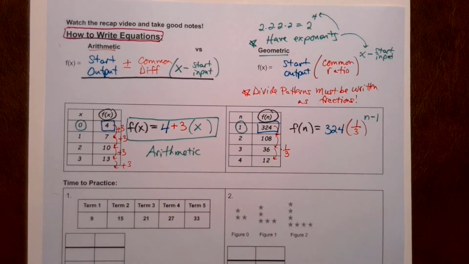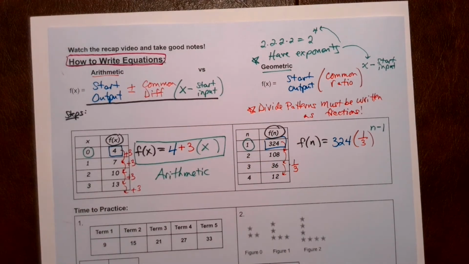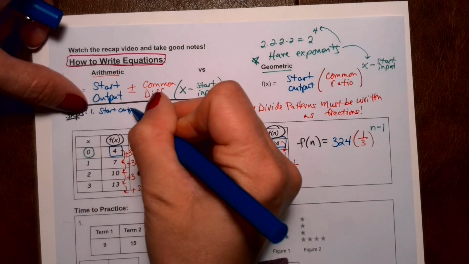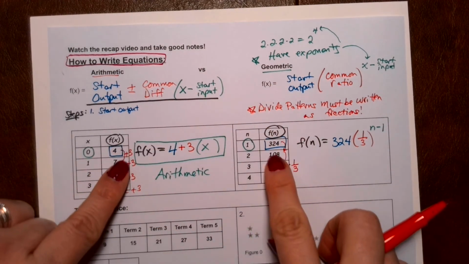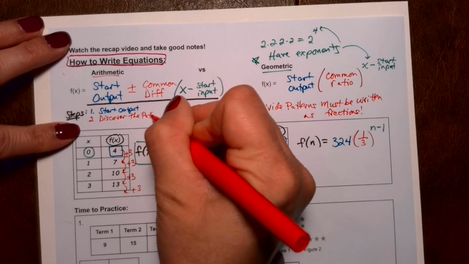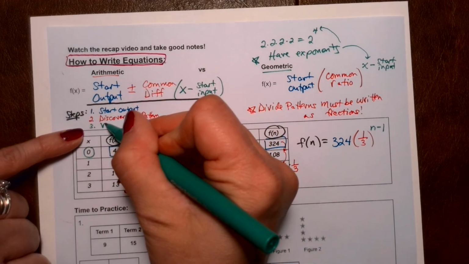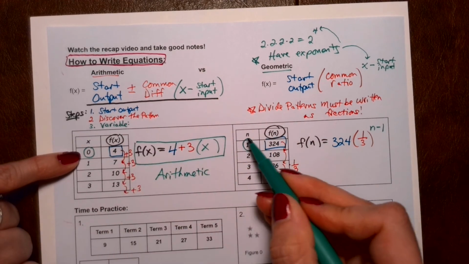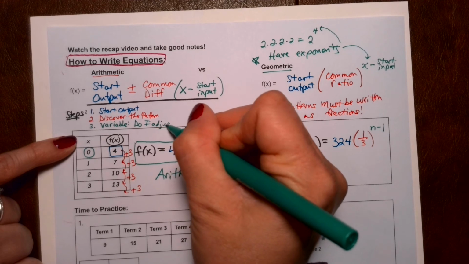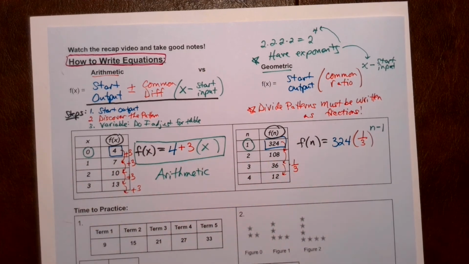So when you're writing your equations, maybe we'll just put the steps right here. Step one, you find the output, the starting output. The second thing you have to do is figure out the pattern. Discover the pattern. After you do that, it's always time for your variable. And then you ask yourself, when you're doing the variable, do I have to adjust for the table? Do I adjust for the table? Does the table start at 0?